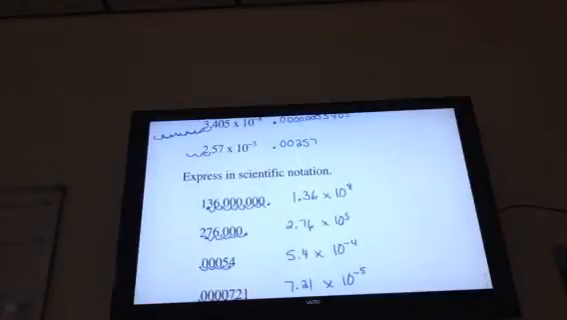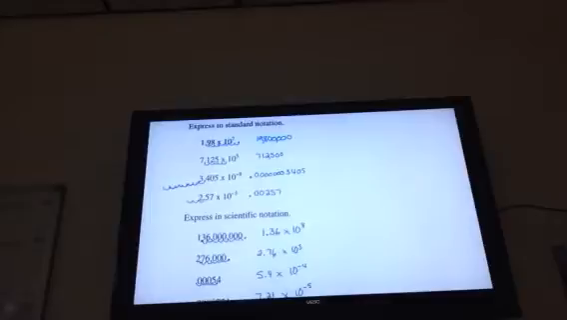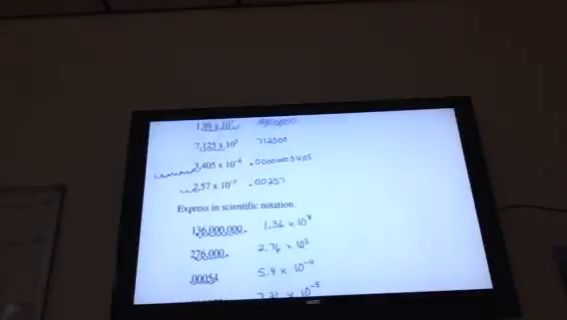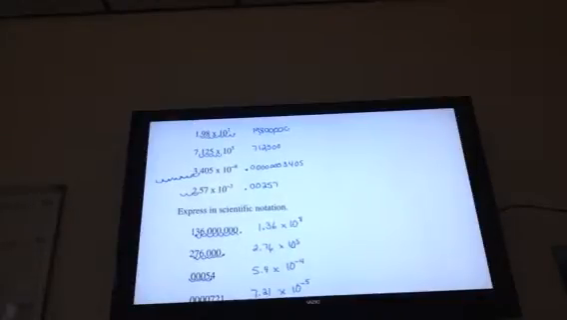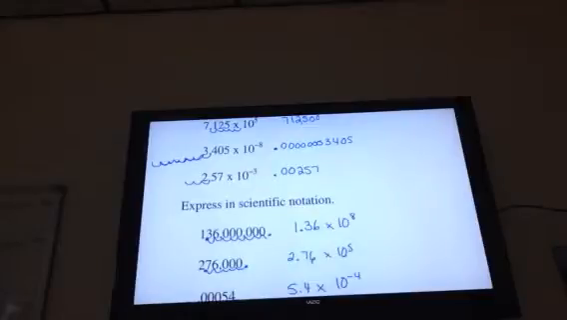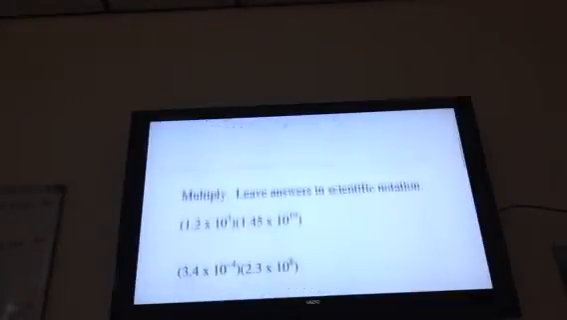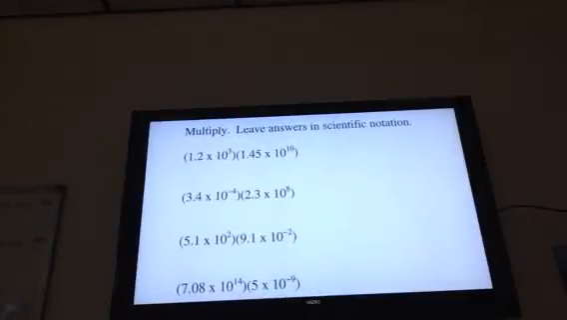Okay, good questions. Some more questions on any of those conversions? It's likely a lot of you have done this, but probably maybe not everybody, I don't know. Okay, so here's where we're going to use it. We're going to multiply and leave our answers in scientific notation.